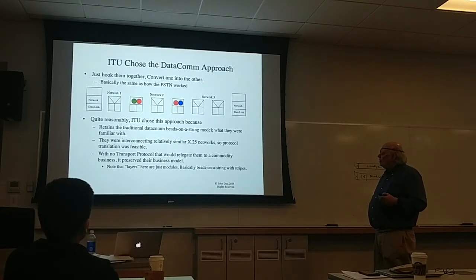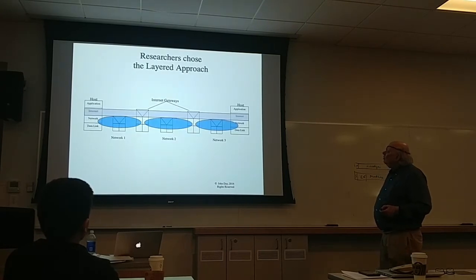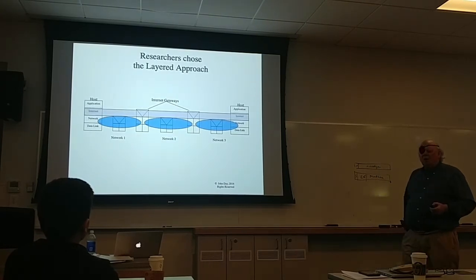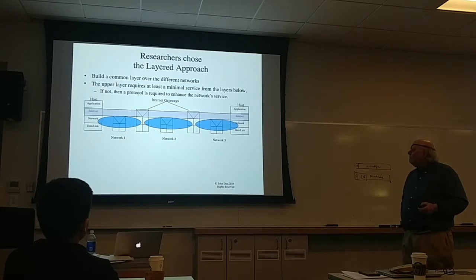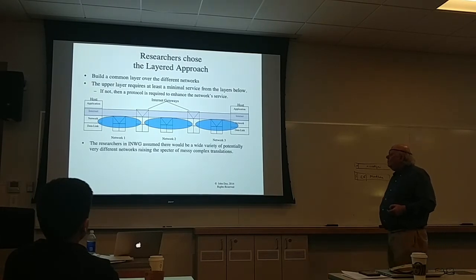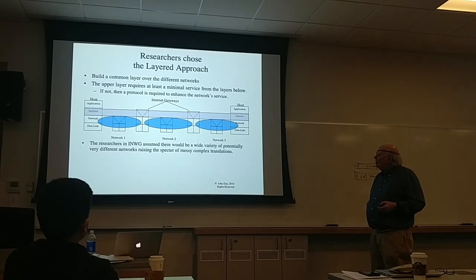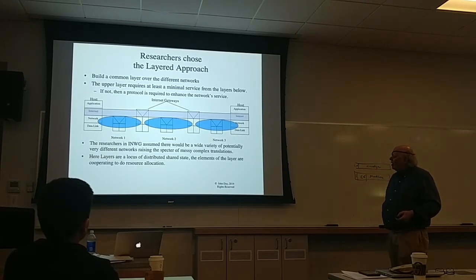The transport protocol was going to relegate them to a commodity business, which they didn't really like. The research people said, no, let's do an overlay. Let's build a common layer over the top and have different networks below it. They assumed that there would be a wide variety of potentially very different networks, and this would be a much better, simpler way of going about it, rather than trying to do all the complex translations that might turn up. Here, layers are a locus of distributed shared state, as I talked about in the first lecture.